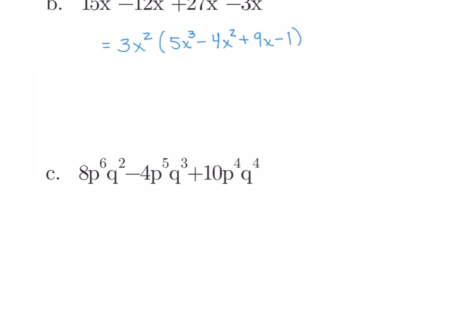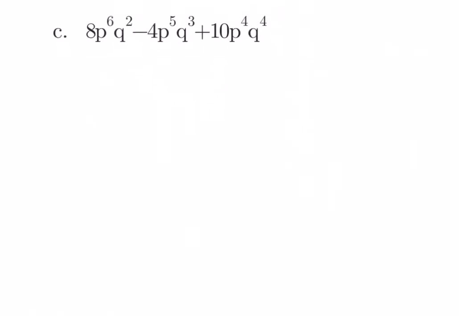All right, last one. Let's see what we can do here. Let's start with our numbers. 8, 4, and 10 are all divisible by 2. My p's, we have 6, 5, and 4. Remember, we want to go with the smallest one because that is how many they have in common. For my q's, I have 2, 3, and 4. I want to go with the smallest one, so we're going to factor out a q squared.